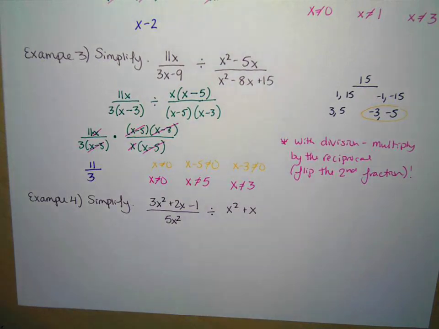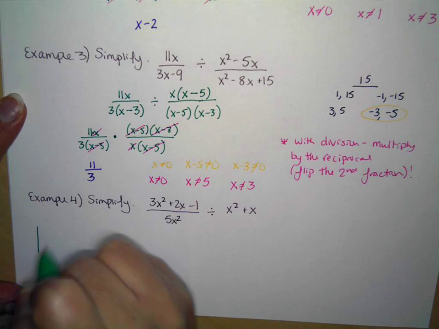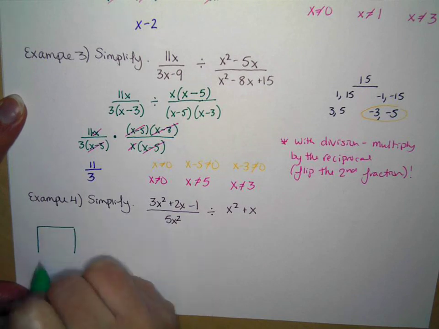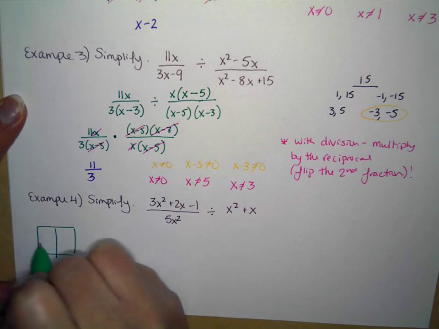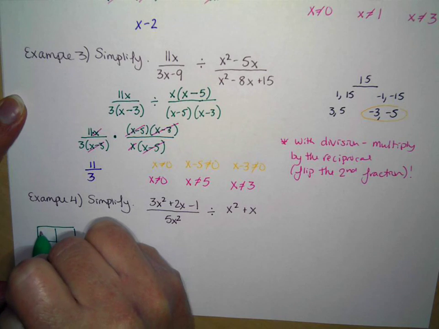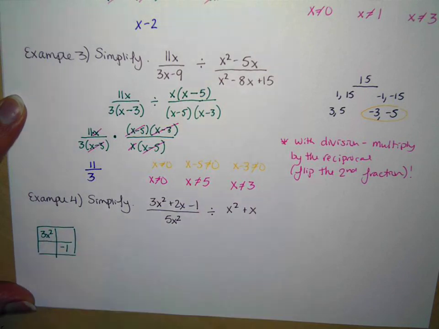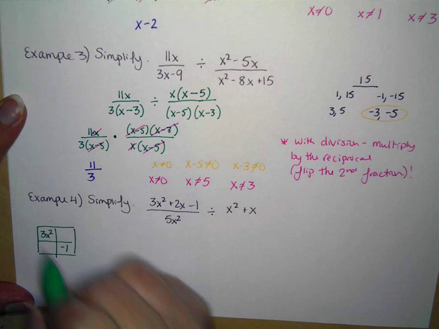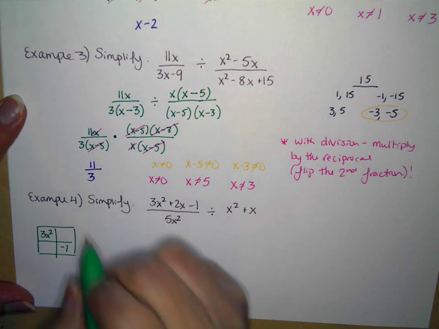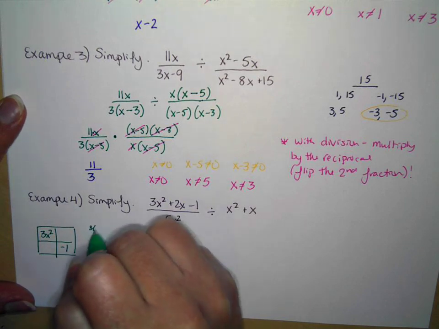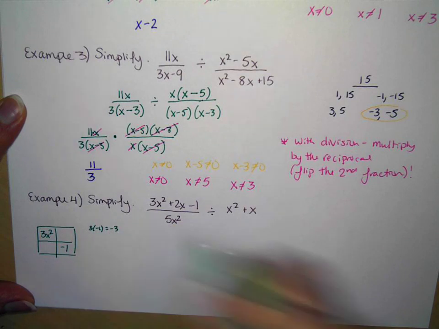If you were going to use a box to factor this, we'd put in our square term in the upper left, 3x squared. We'd put in our constant term in the lower right corner of our box. And then we would multiply those 2 coefficients. 3 times negative 1 is negative 3.